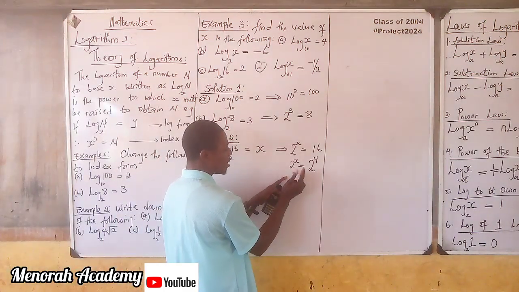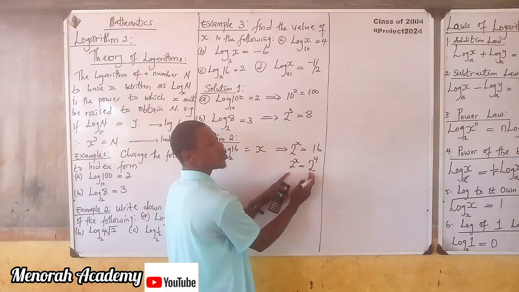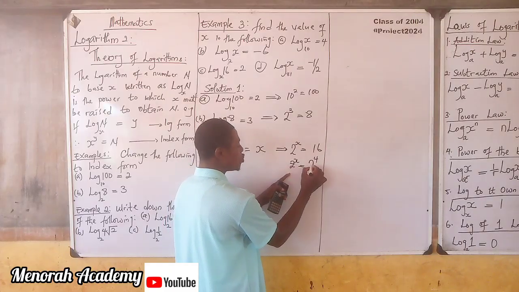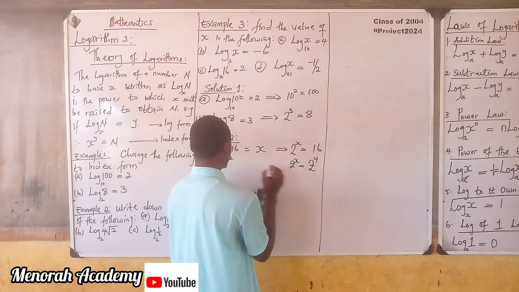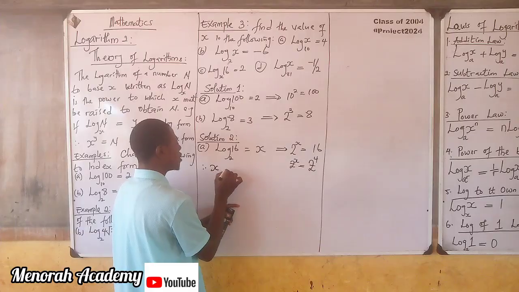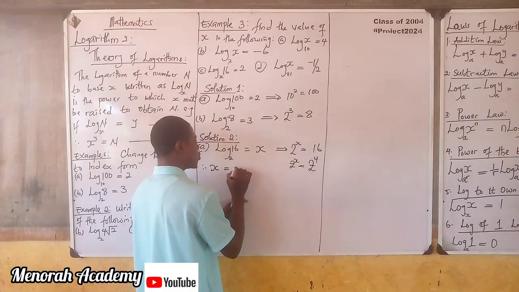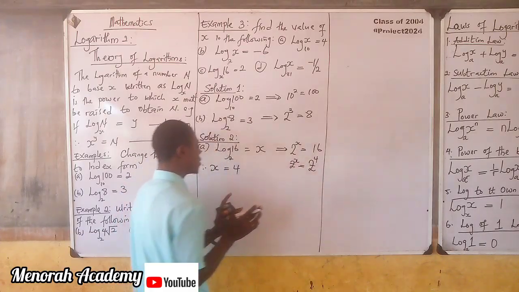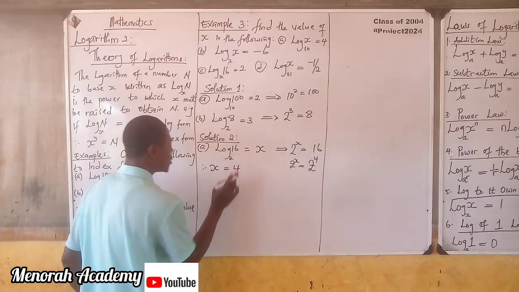So according to indices, if these two base numbers are the same, the two base numbers can cancel themselves. Then the powers are equal to themselves. Therefore, our x is going to be equal to 4. So the value of this log is 4.